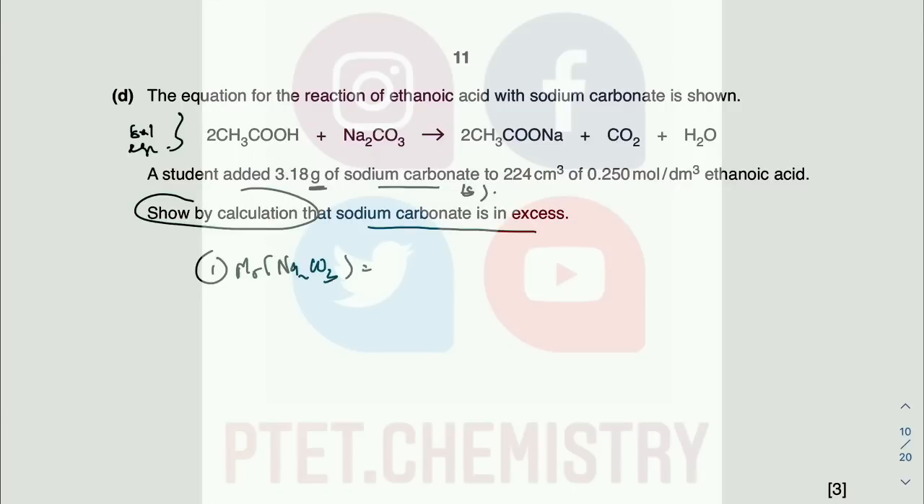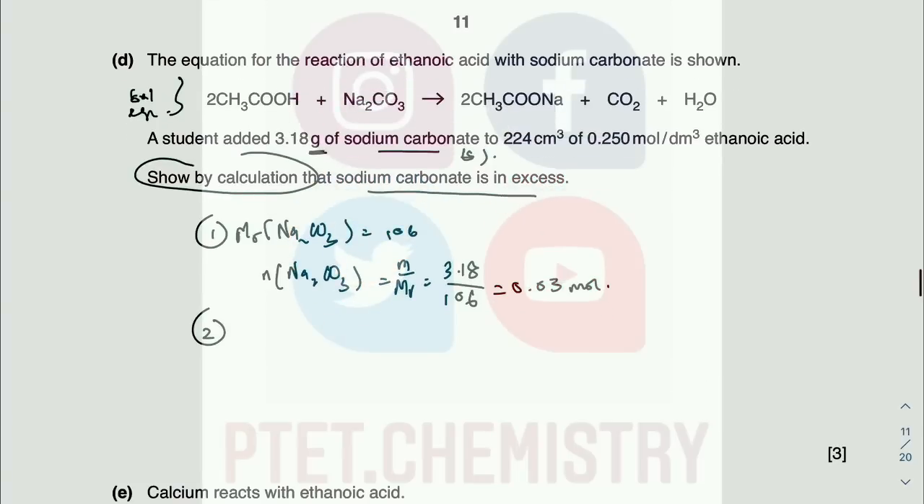Get out your periodic table. So there's 23 times 2 plus 12 plus 16 times 3. You're going to get 106. Alright, so the mole of Na2CO3, so n refers to the mole, mass over Mr, so there's 3.18 over 106. That's going to give you 0.03 mole of sodium carbonate.